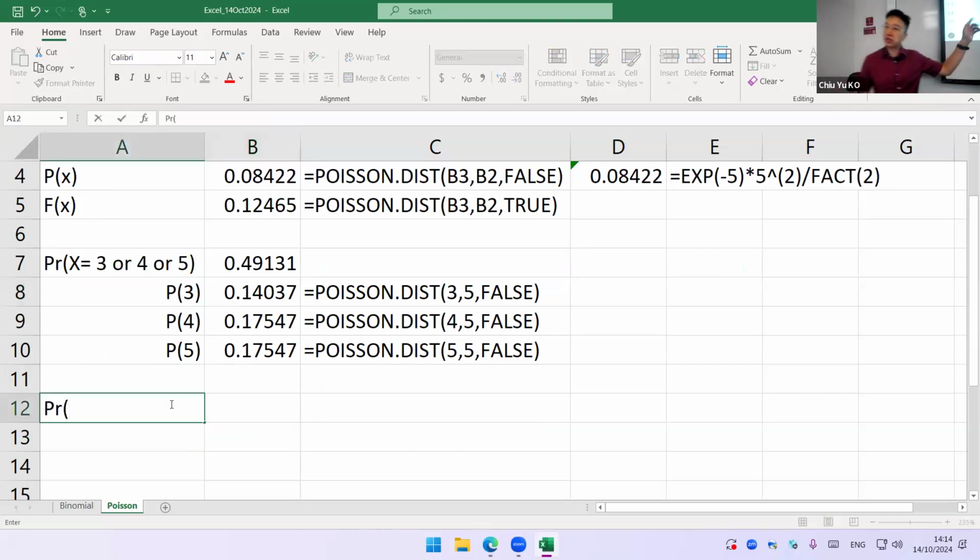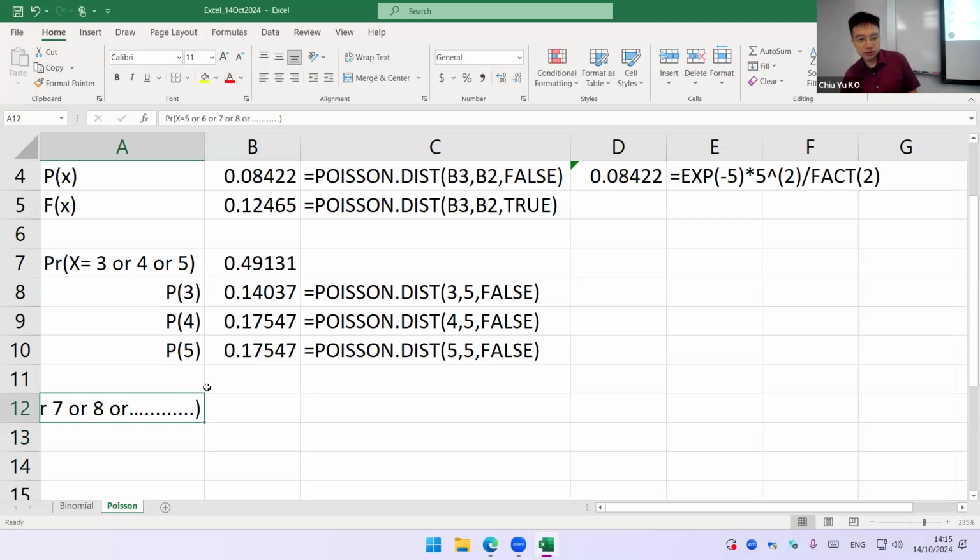Okay. Let's ask this question. What is the probability that, if you model the number of customers arriving as a Poisson, you have, say, 5 or more customers arrive? Okay. The question is 5 or more. So x is equal to 5 or 6 or 7 or 8 or and so on. Okay. What's that? Okay.